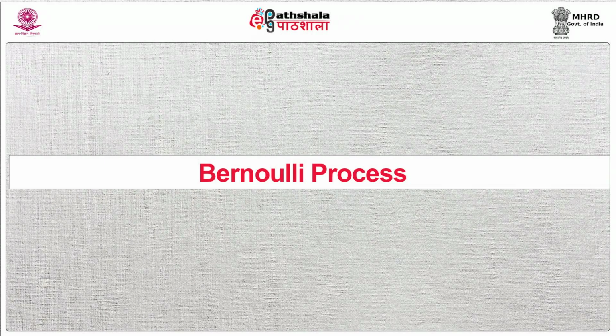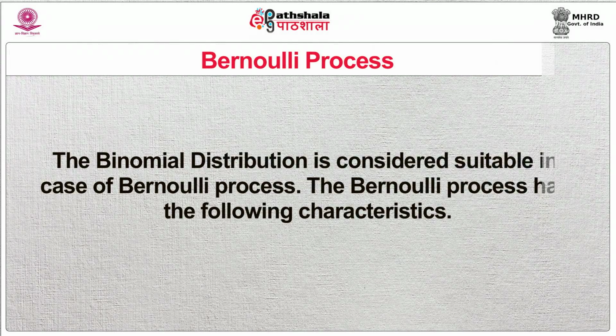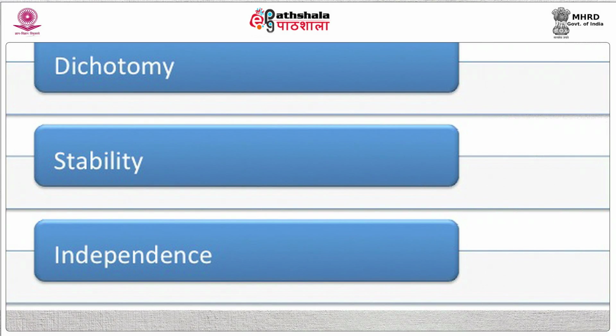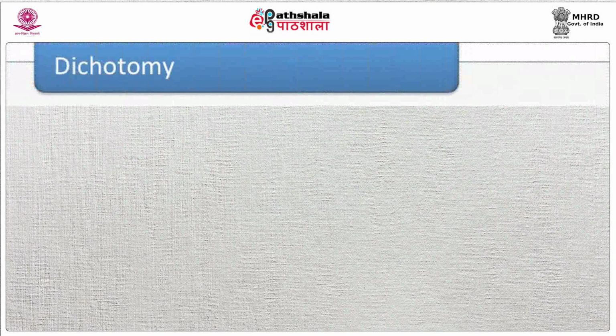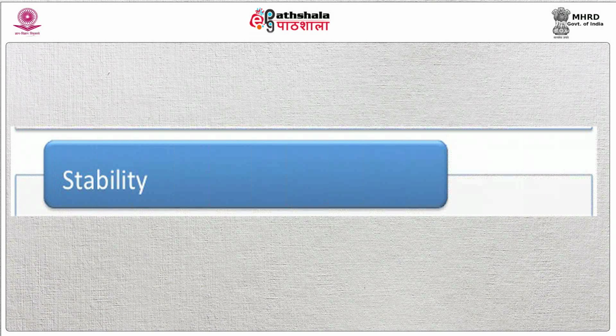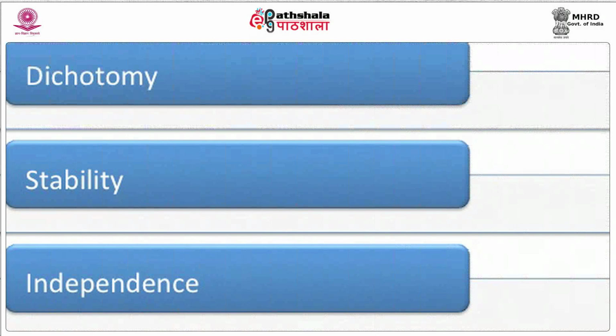Now we take the Bernoulli process. The binomial distribution is considered suitable in case of a Bernoulli process. The Bernoulli process has the following characteristics. First, dichotomy. This means that each trial has only 2 mutually exclusive possible outcomes. For instance, success or failure, yes or no, in or out, and the like. Second is the stability. This means that the probability of the result of any trial is known and will remain fixed over a period of time. Third, independence.